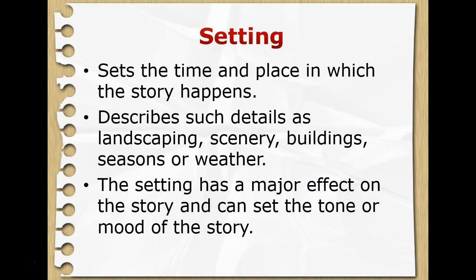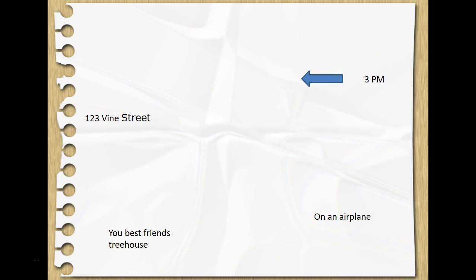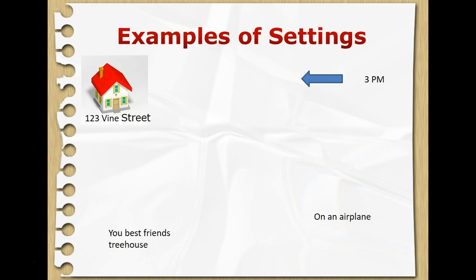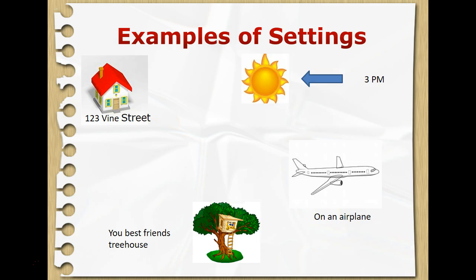Setting has major effects on the story. It can set the tone or mood of the story. If you're reading a story where it rains all the time, perhaps it's gloomy. Some more examples of settings are maybe your story is centered around 123 Vine Street. Maybe the entire story is on an airplane, or it's at 3 o'clock in the afternoon. Maybe your best friend's treehouse.